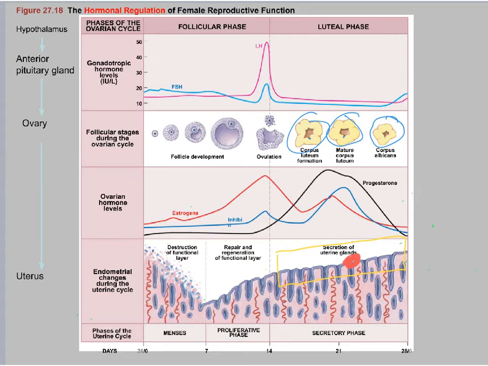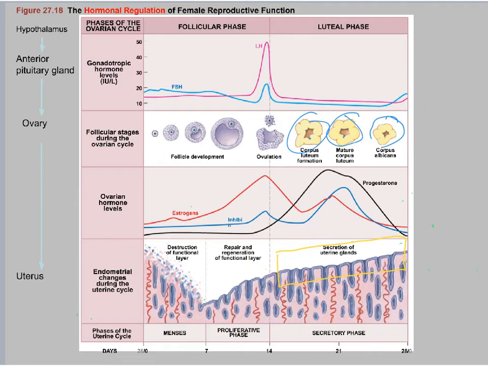If, however, there isn't a fertilized egg, what will happen is, let me erase the fertilized egg. So, no fertilized egg present. What will happen is the corpus luteum degenerates into what's called corpus albicans, and corpus albicans doesn't secrete progesterone. So when there's no more progesterone being produced, you see what happens here. The progesterone levels dip, and that's what initiates the beginning of the next uterine cycle, menses.